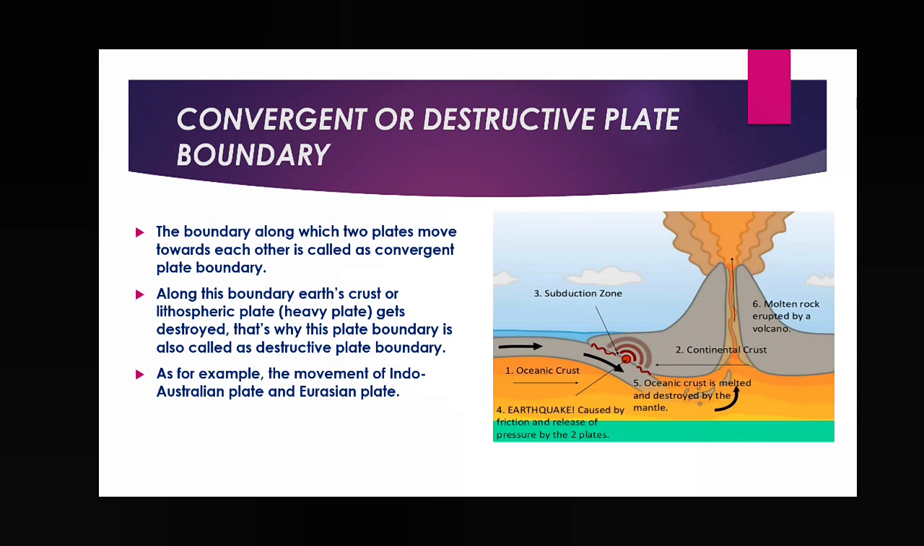Example is given, the Indo-Australian plate and Eurasian plate. But always remember that not only destructive activities but also constructional activities are there along the convergent plate boundary. That is, Himalayan mountains are also formed. That means what? Construction occurred, but destruction is mainly there. Destruction is the important activity along this plate boundary. That's why the convergent plate boundary is also called the destructive plate boundary.